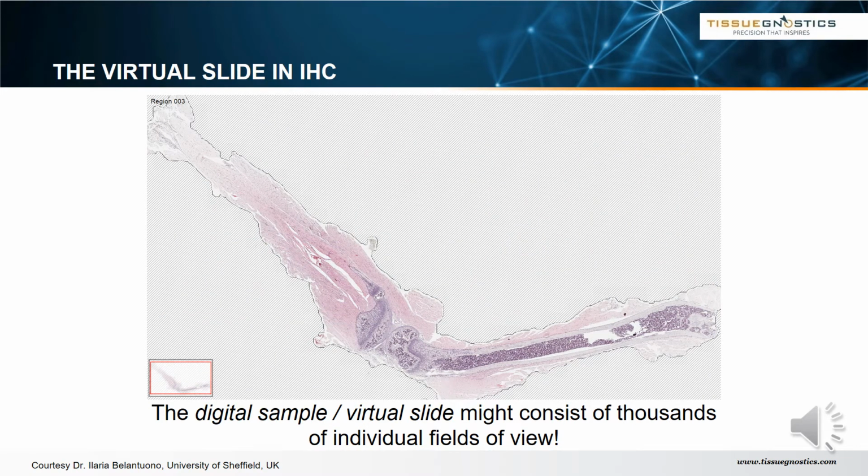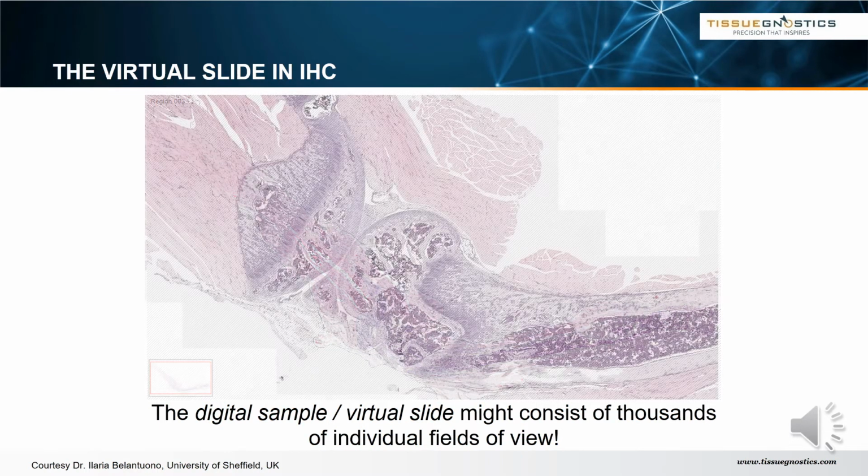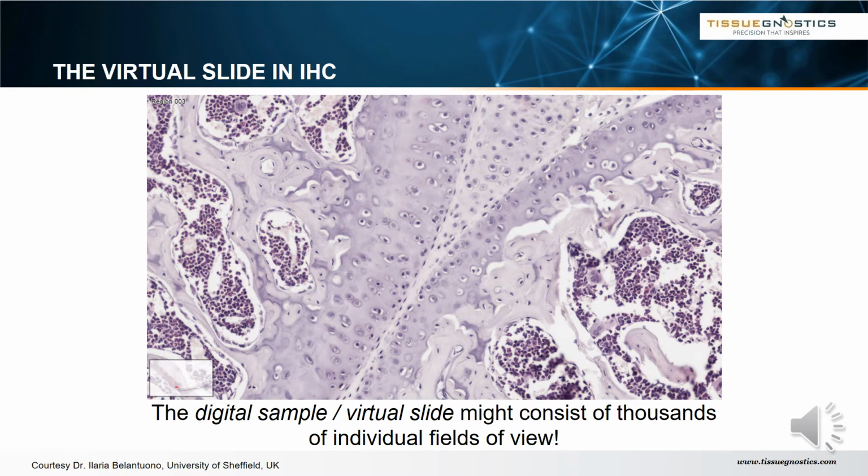The immediate result of a scan in TissueFAXS, like for all other slide scanners, is a virtual slide. Here we see an example of an entire mouse leg in immunohistochemistry. Like in Google Earth, we can navigate through the sample and zoom in until we see the cellular or even subcellular details.